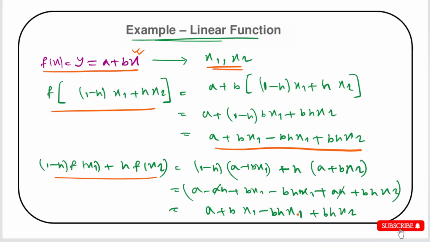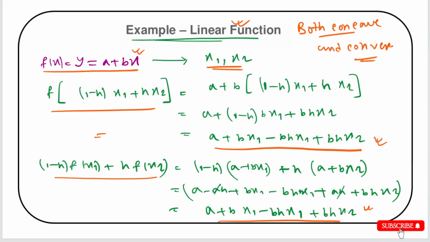If you solve this, you will see that these two expressions are exactly equal. They are not greater than, they are not less than, they are exactly equal. So from that, you can conclude that a linear function is both concave and convex. It's very important to understand this. Any linear function you take is always both concave and convex.